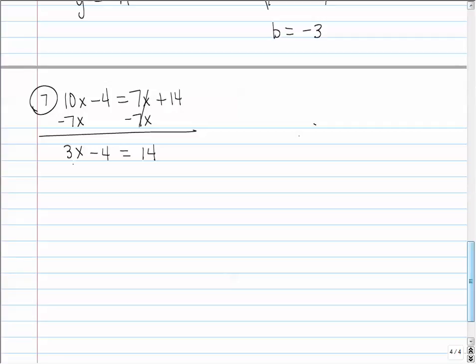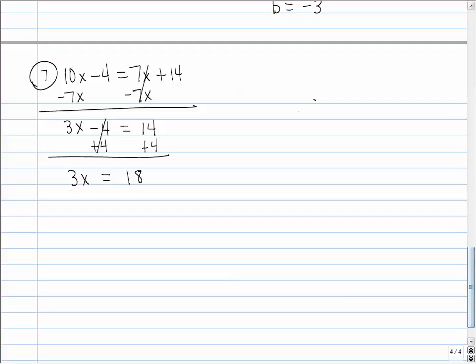Now, the next step is to get that 3x by itself. So we need to get rid of that minus 4. To get rid of minus 4, you're going to add 4 to each side. It's going to cancel on the left side, so you have 3x equals 18. Then you divide each side by 3, so that you get x all by itself. So x equals 6.